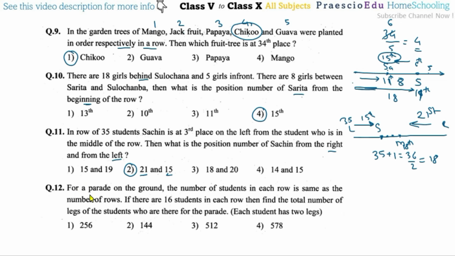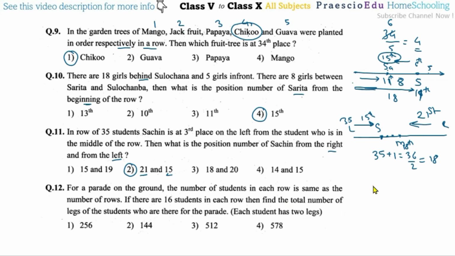Then question number 12. For a parade on a ground, the number of students in each row is the same as the number of rows. If there are 16 students in each row, then find the total number of legs of the students who are there for the parade. Each student has 2 legs.